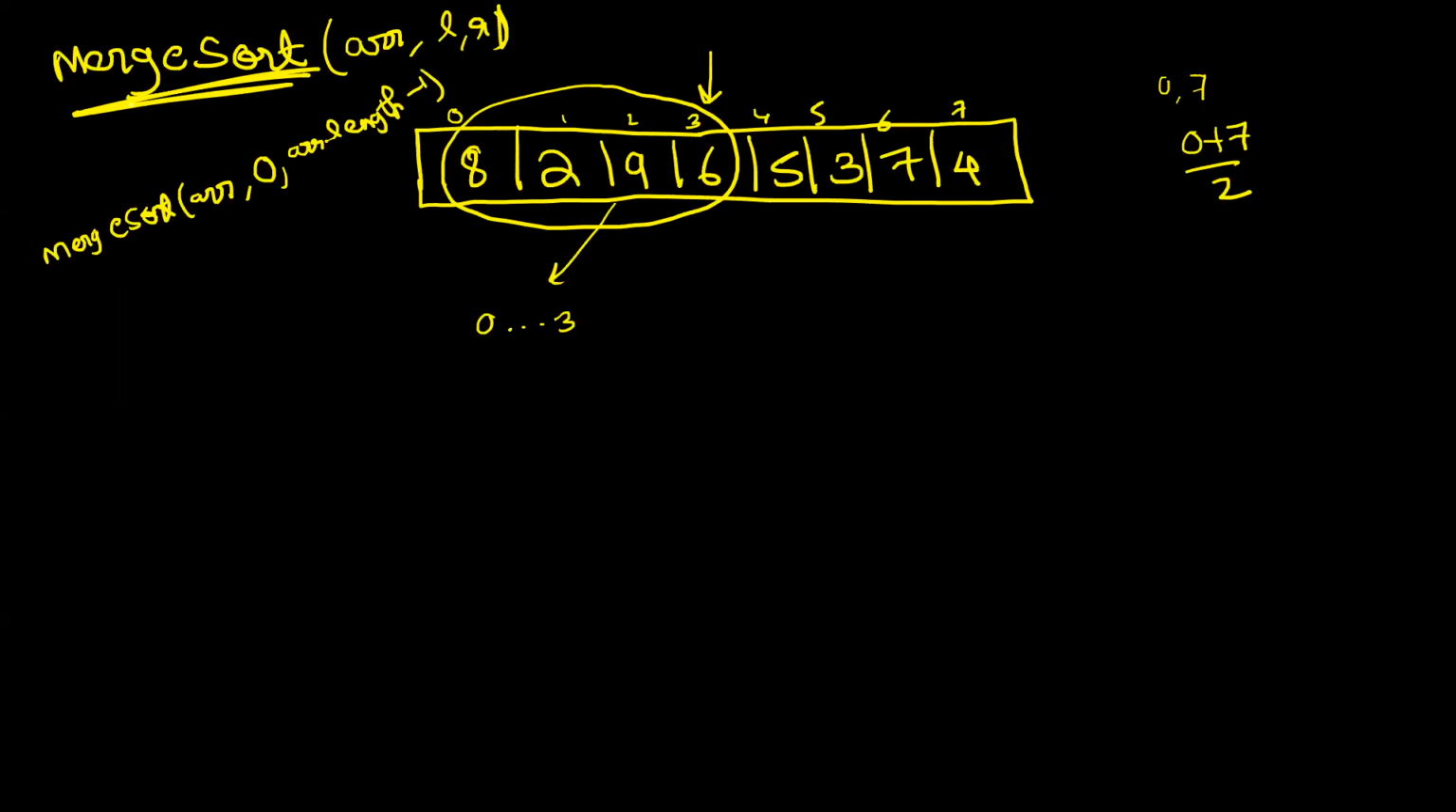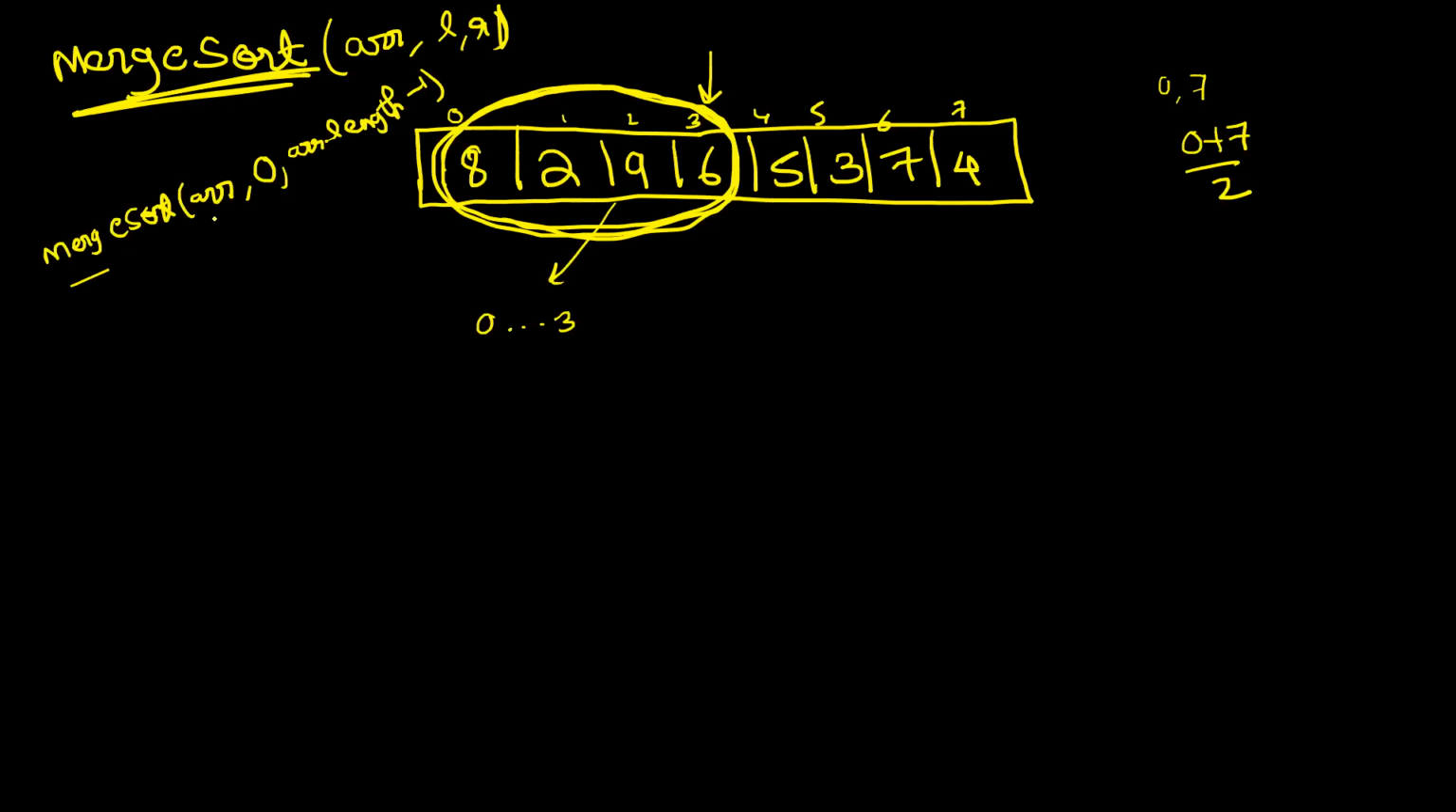What is the merge sort function doing? It will sort the array for you. So I ask, can you merge sort the array from index 0 till index 7? Now inside this, I say, boss, this is a very, very difficult task. But I ask you one thing. Can you sort this left part for me from index 0 till 3? I don't know how, but can you sort this left part of the array?